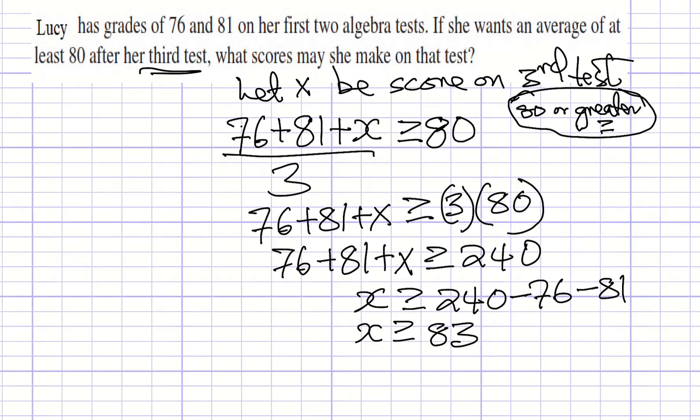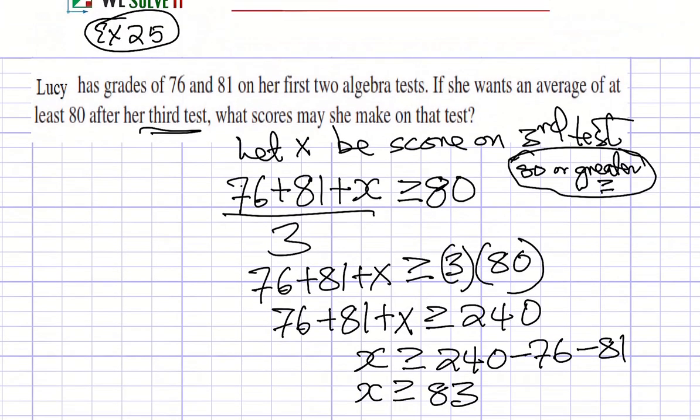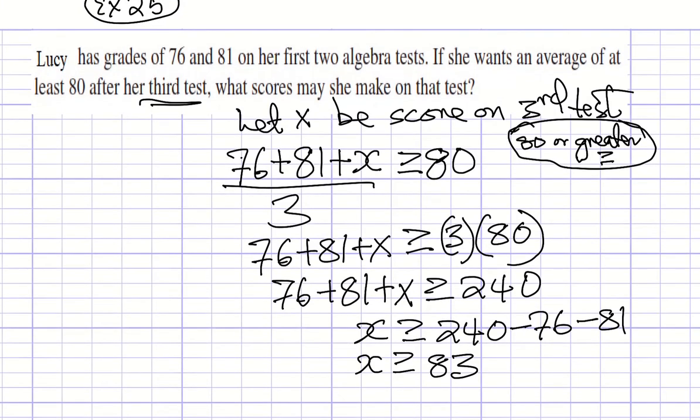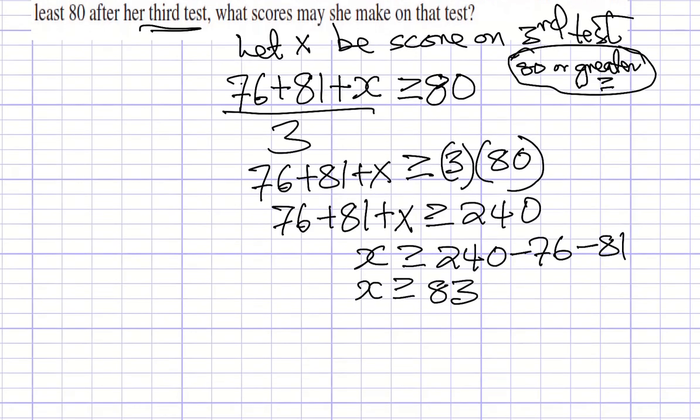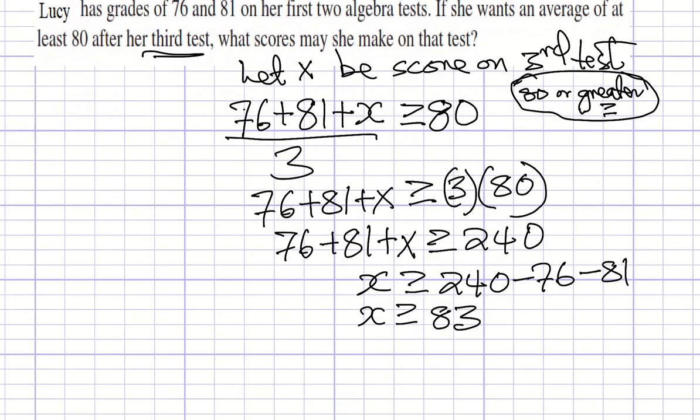So what does that mean? That means her grade on the third test, on test number 3, will have to be 83 or greater. That's all that means, man. Lucy's test.